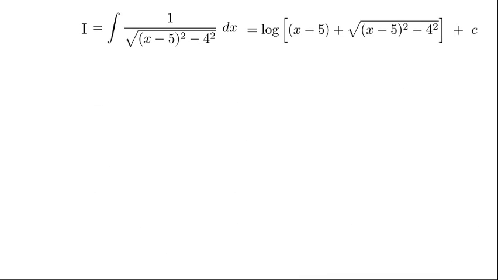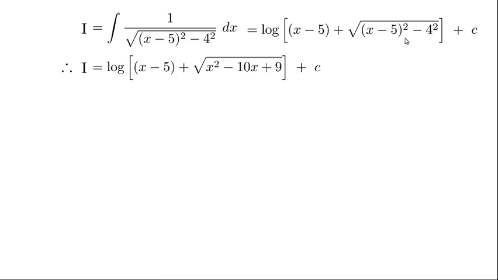So that is log of x minus 5 plus root of (x minus 5) whole square minus 4 square, as it is this problem part. And now that reduces to the result as log of x minus 5 plus root of x square minus 10x plus 9 plus c.